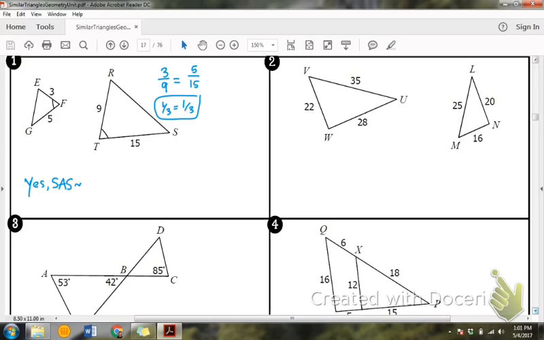And then we need to write a similarity statement. So if I said triangle EFG, you write down the matching one. Triangle EFG. Ben, what would you say? RTS is correct. Good.